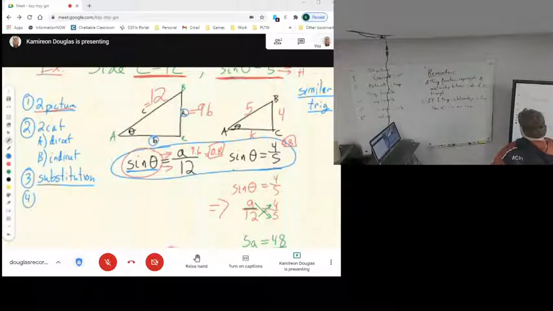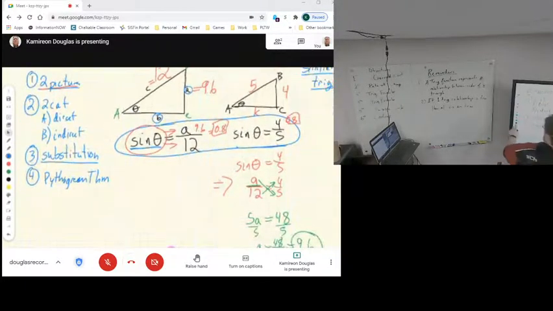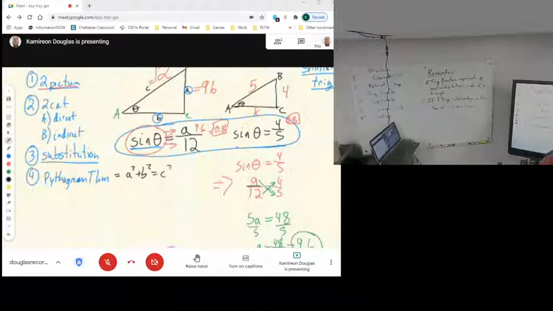Step 4, I use Pythagorean's theorem to find the final missing side using what I now know. I know from Pythagorean's theorem, remember Pythagorean's theorem, a squared plus b squared equals c squared. And from my picture, I know that my a is 9.6.